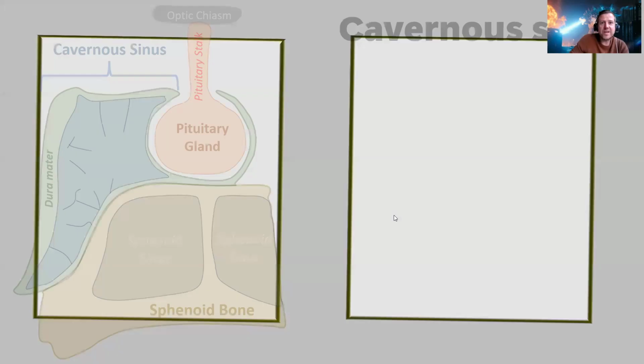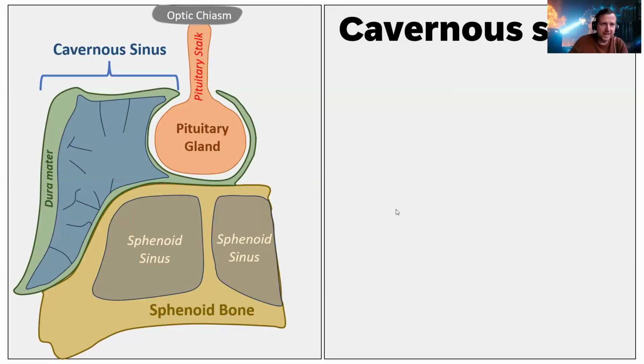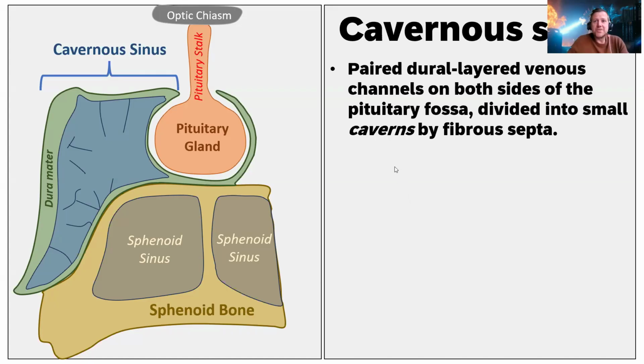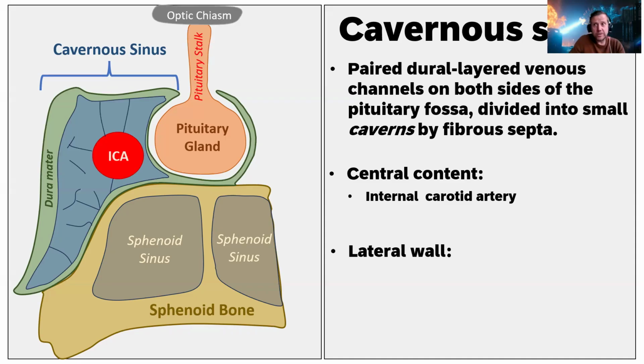Okay, the cavernous sinuses have a quite complicated anatomy, so my apologies. Let's go into a bit more detail. So, as said, what are they? They are dural-lined venous channels located on both sides of the sella turcica or the pituitary fossa. And why the name cavernous? Because they are divided into caverns by very small fibrous septa. And they contain several extremely important structures. Centrally within the cavernous sinus, we find the internal carotid artery, the cavernous segment, but also the abducens nerve.